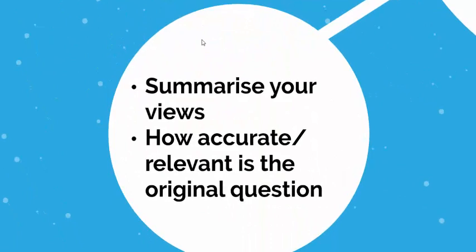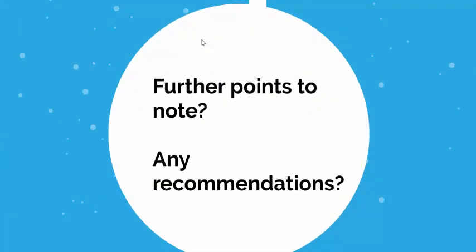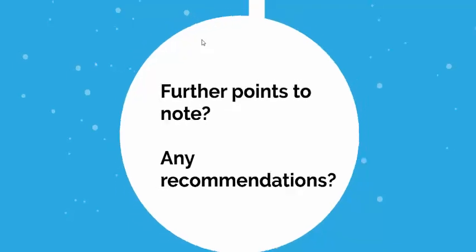You should summarise your views based on the advantages and disadvantages that you have highlighted previously. Conclude as to how accurate or relevant the original question or statement is. Finally, suggest if there are any further important points to note or recommendations to be made. When you critically evaluate or assess something, it is key to look at both sides of an argument and examine all the evidence and theories to support those arguments in order to reach a conclusion.